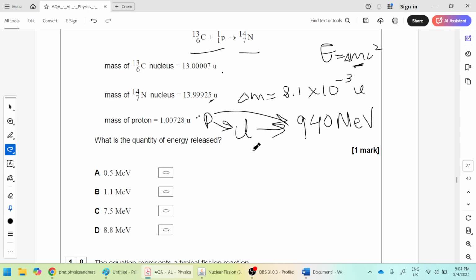Oh dear. There are two answers that are very much alike, which means the examiner wants us to suffer and do the E equals mc squared. So yeah, I'm going to have to do it. Sad.